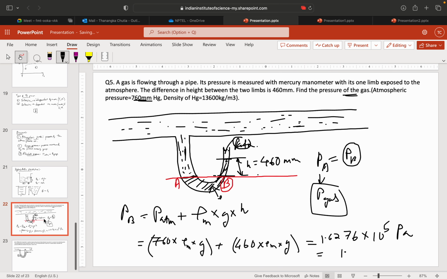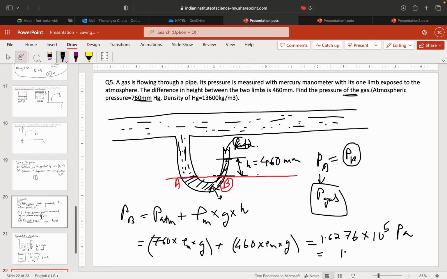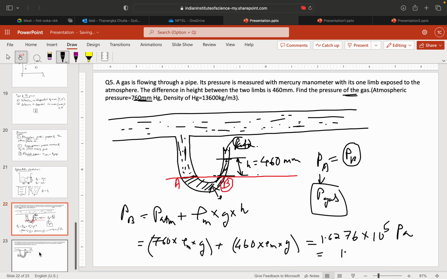So this is what we covered, and then we did different types of sums.